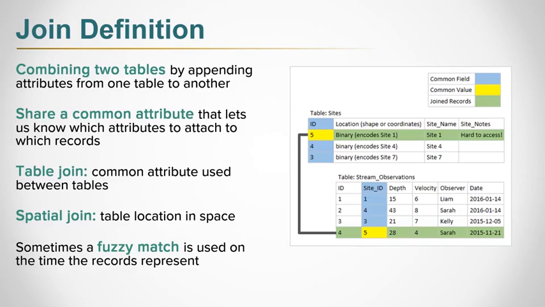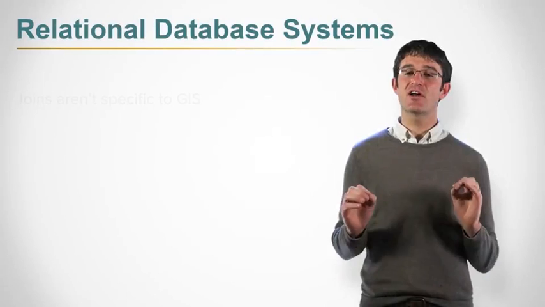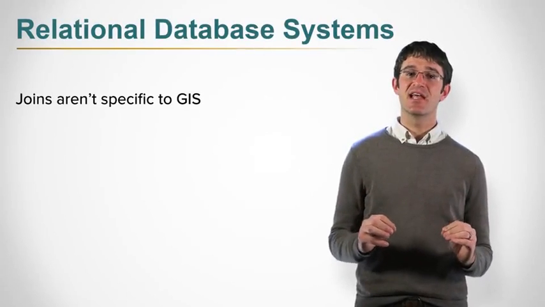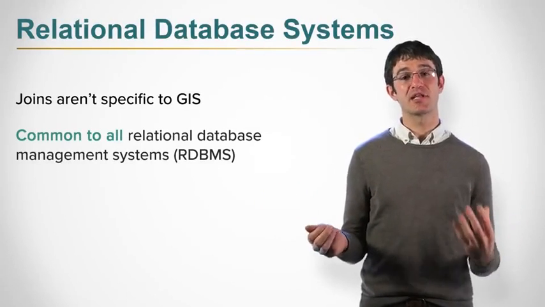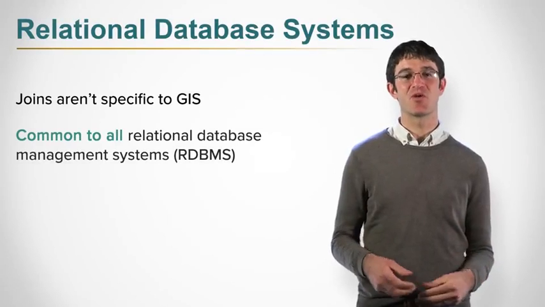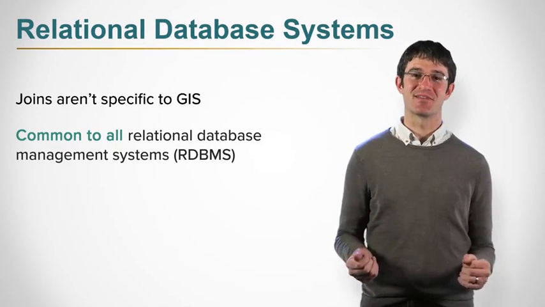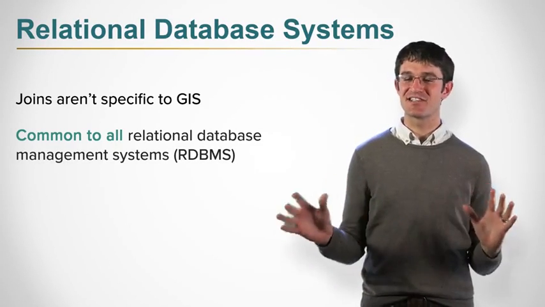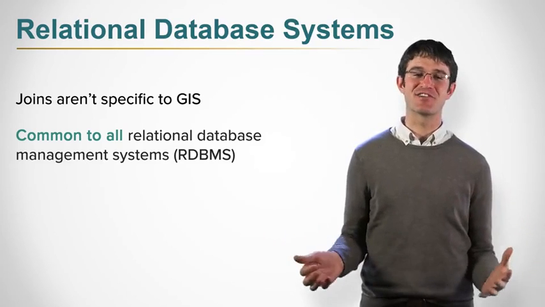When I say table joins, I'm also referring to feature classes. Since feature classes are built on tables, they are a superset of tables, but can also be viewed as just a table. Joins aren't specific to GIS. Instead, they're a feature common to all relational database management systems, or RDBMSs. Working with databases doesn't have to be scary though, and it can be a lot of fun too.